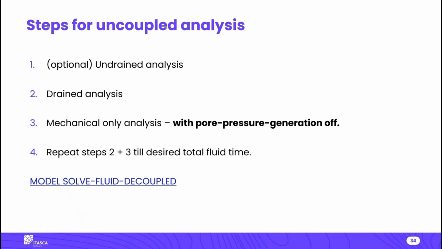So let's pretend you wanted to solve to 1 day and then get the mechanical effect, and then solve to 10 days and get the mechanical effect, and then solve to 100 days and get the mechanical effect. So you can do this by hand, or you can actually use this model solve fluid decoupled command, and it will sort of do this for you automatically, flip back and forth over some number of stages. This is the way you would mostly probably do analysis in civil engineering. It's reasonably quick and reasonably accurate.